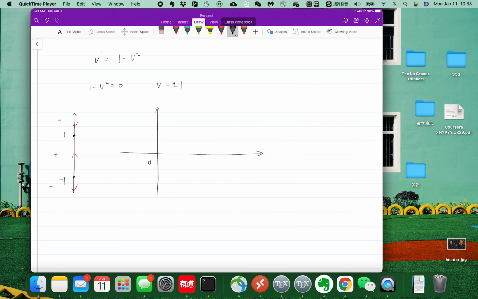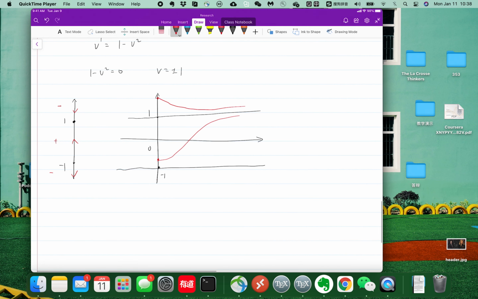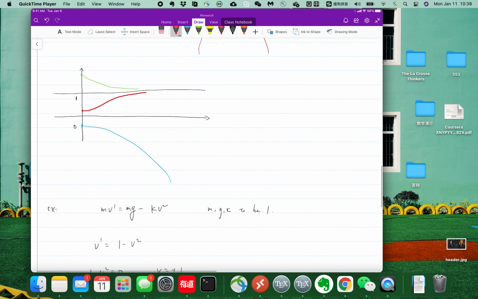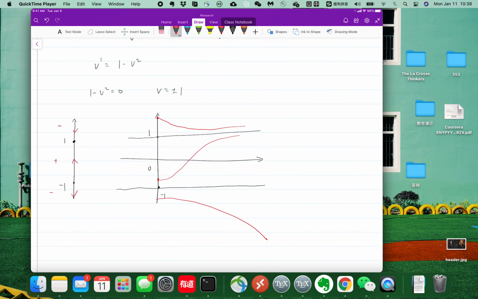This is 0, this is 1, this is negative 1. This is one solution, this is another solution, which is not so interesting. But anything in between, if you start from here, it goes up. If you start from here, it goes down. If you start from here, it goes down. So it's very similar to what you just got for logistics. No surprise: if you start with a certain kind of velocity, eventually the final velocity will approach this equilibrium here.